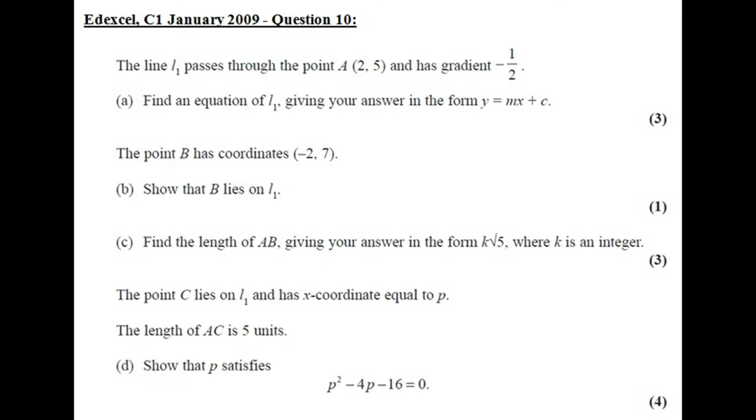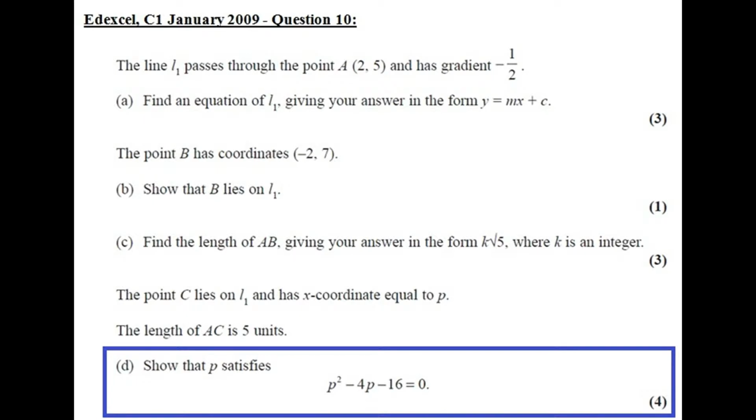So part D: the point C lies on L1 and has x coordinate equal to P. The length of AC is 5 units. And in part D, show that P satisfies P squared minus 4P minus 16 is equal to 0. So let's go back to the paper and pen.